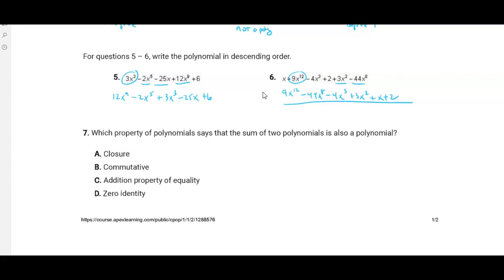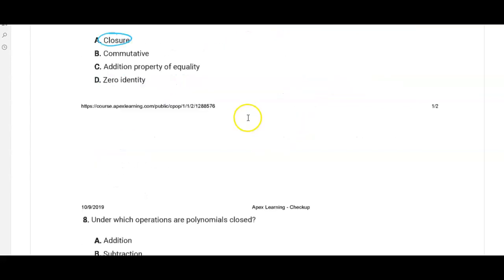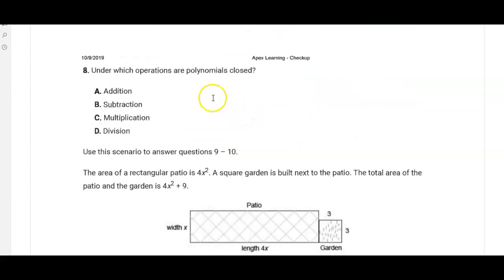All right. So which property of polynomials says that the sum of two polynomials is also a polynomial? This would be the closure property. Okay. Under which operations are polynomials closed, right? And if I look at it, we would say division.